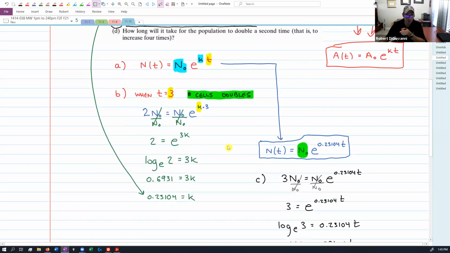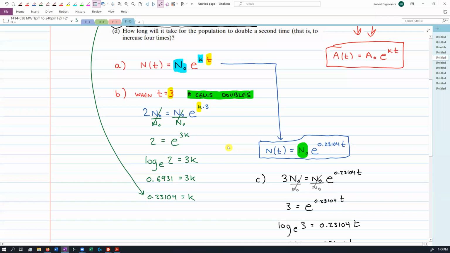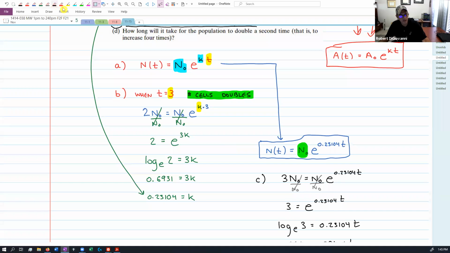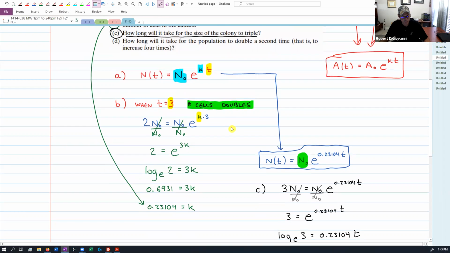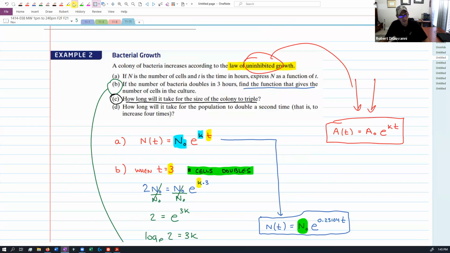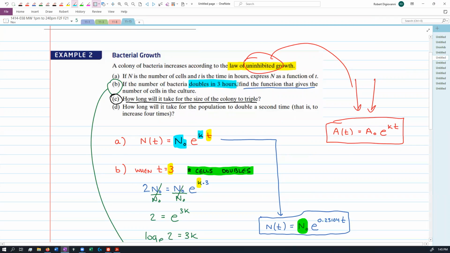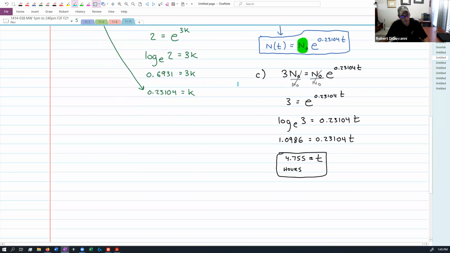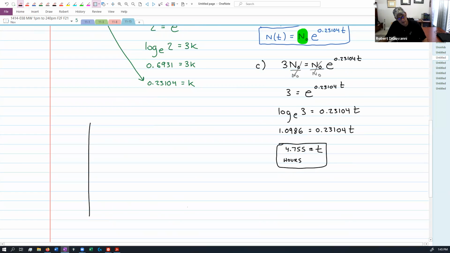Yes, and this is what Carissa was asking, I think, in the beginning, is that we know how long it took to double, right? Did they tell us how long it took to double? 3 hours. It took 3 hours to double, right? So if we wanted to double again, to increase 4 times, I'm going to draw a picture again to illustrate what's happening.